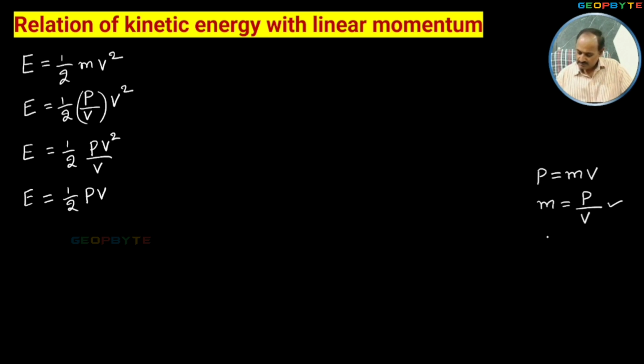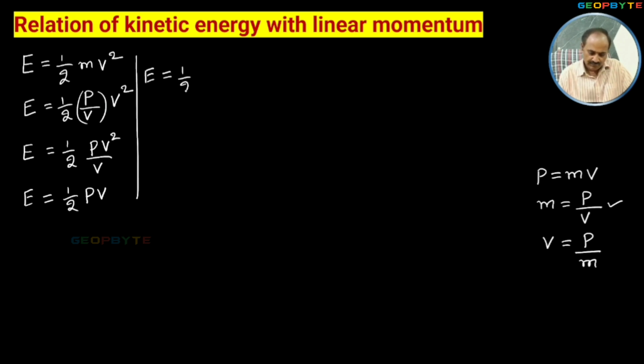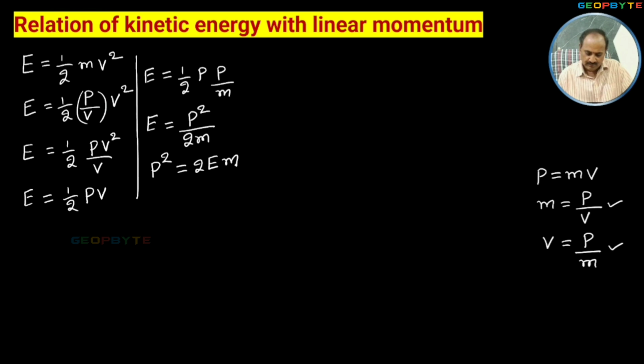Of course, it can also be written with V equal to P by M. Therefore, the kinetic energy E equal to half into P into V, where V equal to P by M. Therefore, kinetic energy E equal to P square by 2M, or the square of the linear momentum is equal to 2EM, or the linear momentum is equal to root over 2 into kinetic energy into mass of the particle.